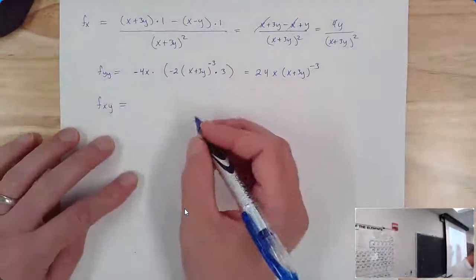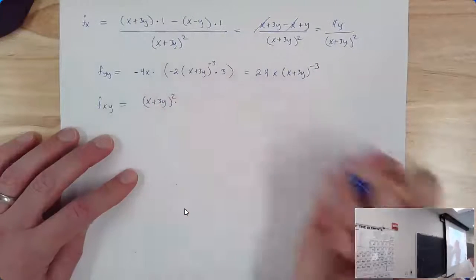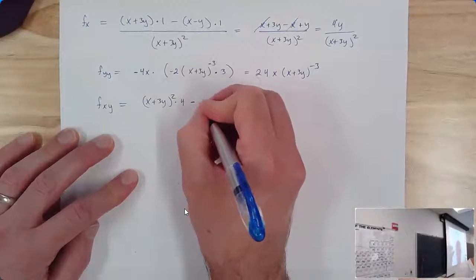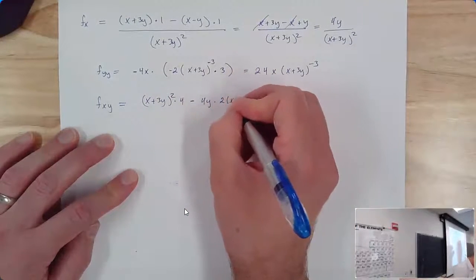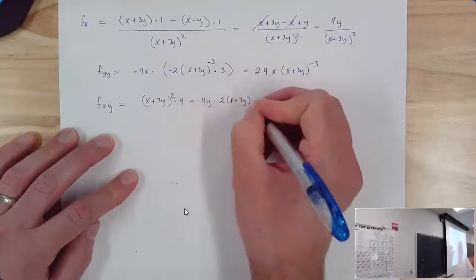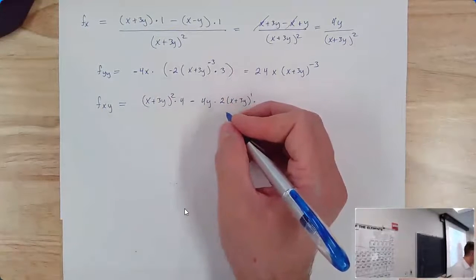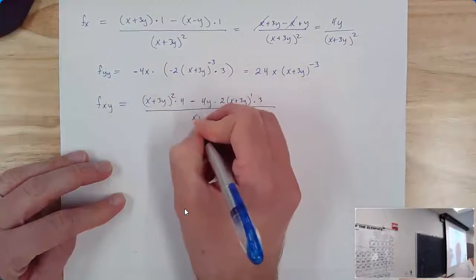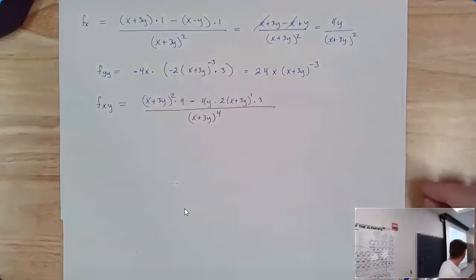So here I'm going to get the bottom, x plus 3y quantity squared, times the derivative of the top, which is 4, minus the top, times the derivative of the bottom, which is 2 times x plus 3y to the first, times the derivative of the inside stuff, which again is 3, all divided by the denominator squared. So it's going to be x plus 3y squared, squared. That looks kind of awful.